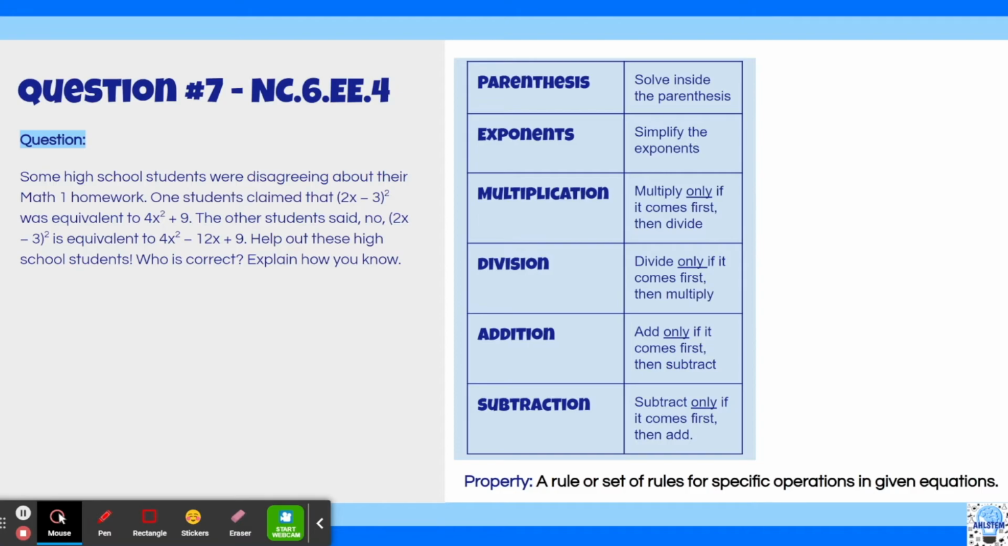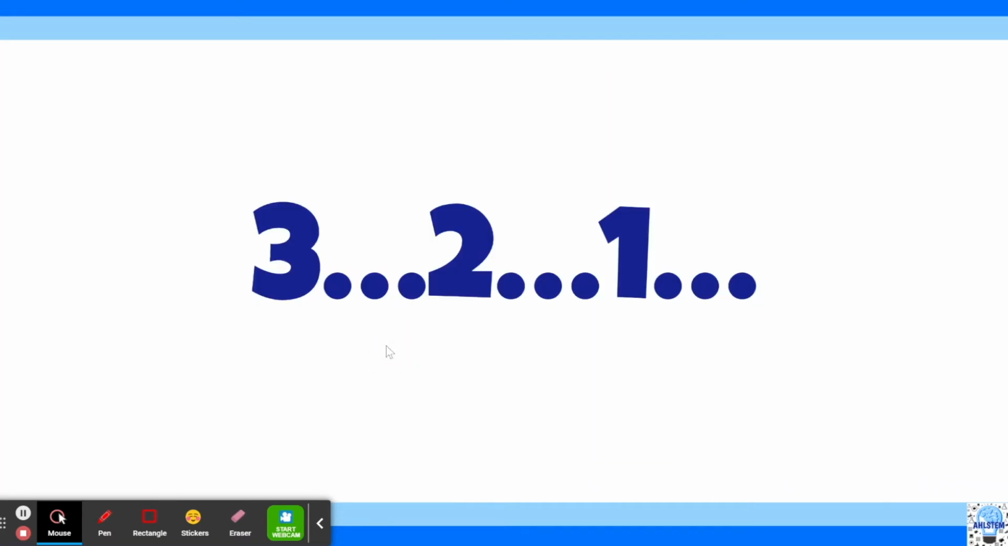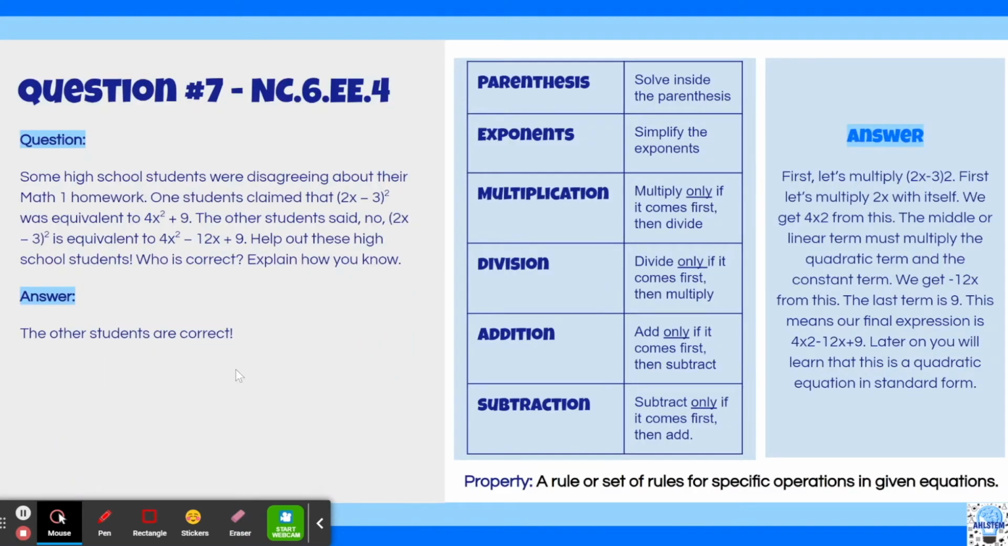So we have our PEMDAS table again, and I defined the term property on the bottom. Property is a rule or set of rules for specific operations in given equations. So pause the video now and determine who is correct. In a few seconds, we can check our answers. 3, 2, 1. The other students are correct, the 4x squared minus 12x plus 9 people.